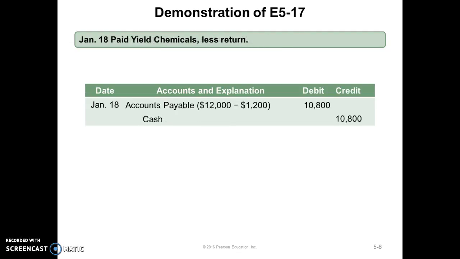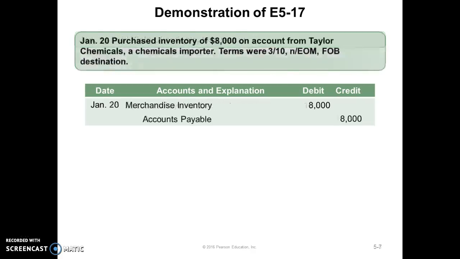January 18th, we paid Yield Chemicals for their inventory. The accounts payable, we know it's $12,000, minus the $1,200 that we returned. So that's why we're only paying the $10,800. And also, we didn't get any discount, right? Because we did not pay it within 10 days.